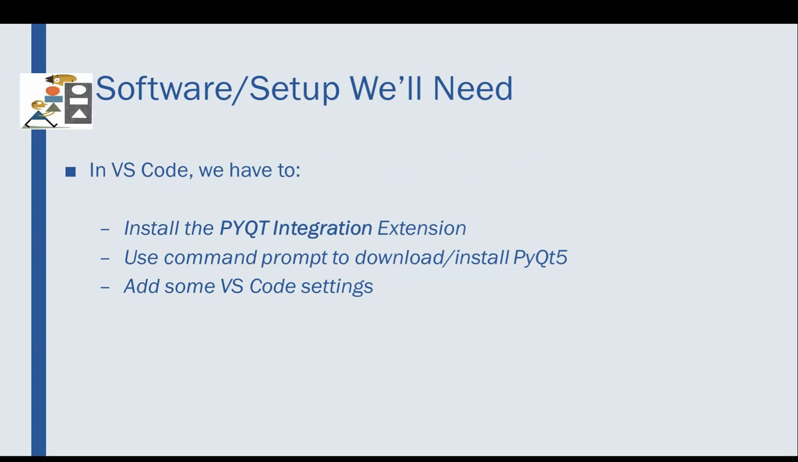So in Visual Studio Code, here's what we're going to have to do. We're going to have to install a new extension, which I'll show you in a minute. We're actually going to have to use, from the command prompt, a package installer that's already in Visual Studio Code, which allows me to install a couple of setup packages, and then we just have to do a couple of configuration settings in Visual Studio Code. So let's jump into VS Code and get started.